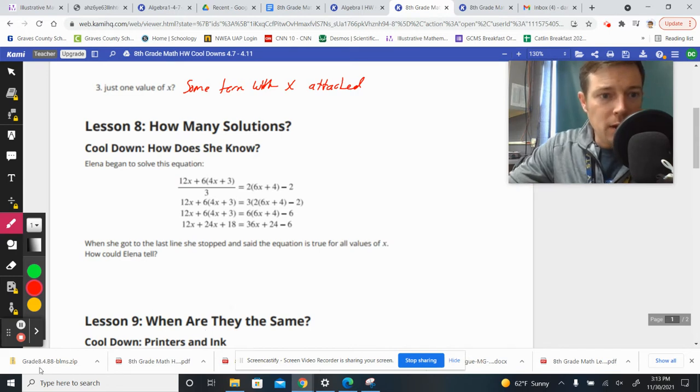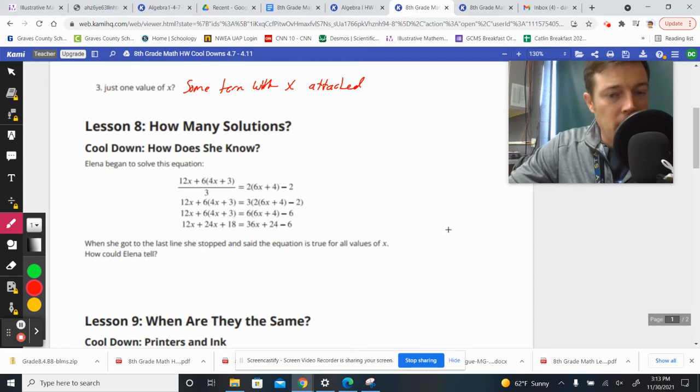And we're looking at Elena working through this equation. When she gets to the last line, she stops and says, "This equation is true for all values of x." How could she tell that? She didn't even get x by itself. How did she know that it was going to work for every one of them?